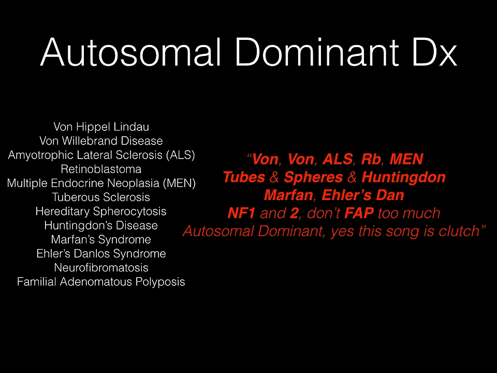All right, so it should be pretty self-explanatory, but let's just point some stuff out just in case. So spheres refers to hereditary spherocytosis. Tubes refers to tuberous sclerosis. FAP refers to familial adenomatous polyposis. And then RB is retinoblastoma, MEN is multiple endocrine neoplasia, and then both of those VONs are the two VONs at the top of the list. It's von Hippel-Lindau and von Willebrand's disease.